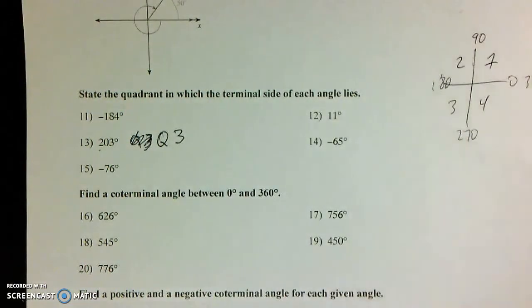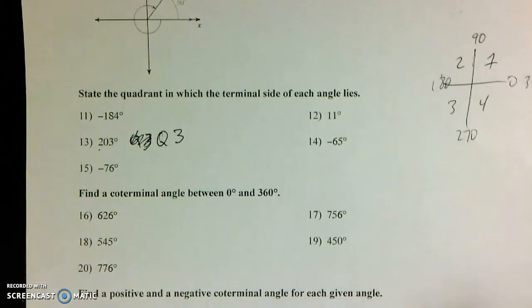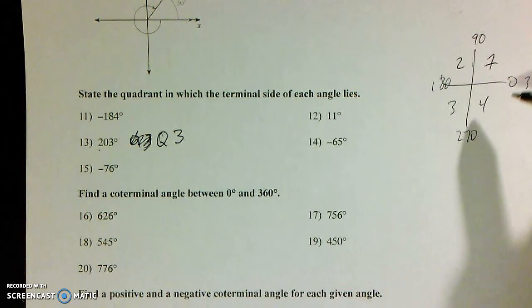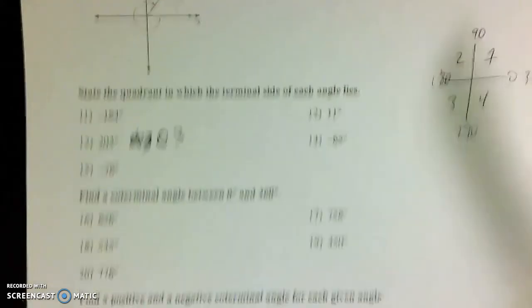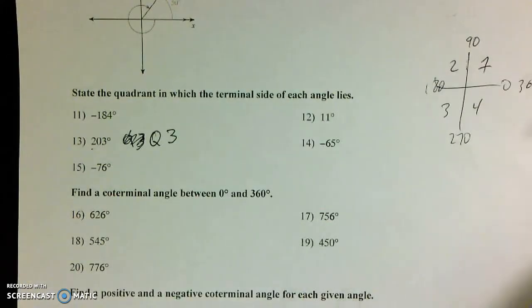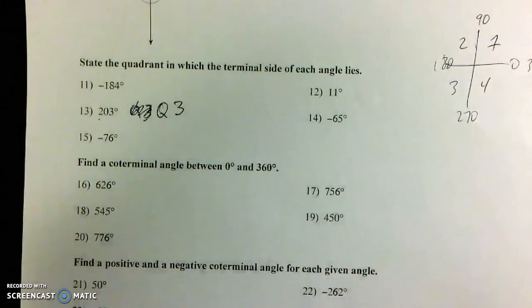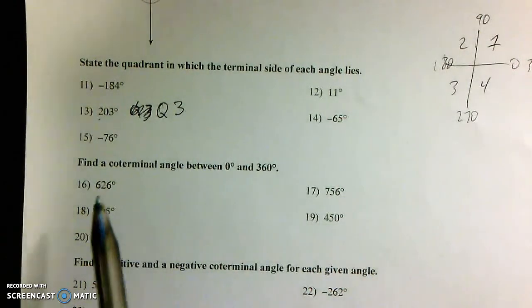And then you could draw another one of these, just opposite with the negative. So you could do 0, negative 90, negative 180, negative 270, negative 260 for the negative one to see what quadrant it's in. For the coterminal between 0 to 360, that's just asking for you to do standard position, similar to what you did at the beginning.